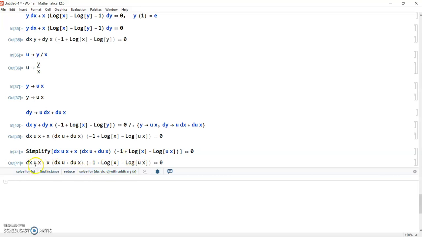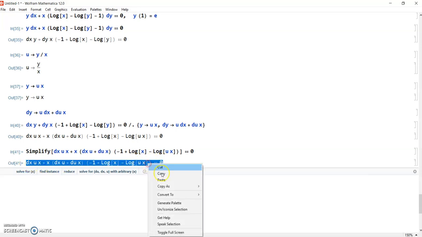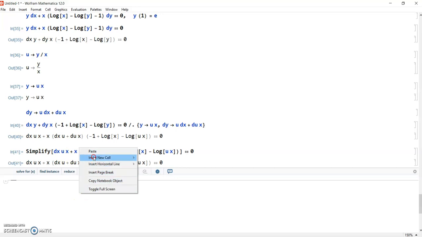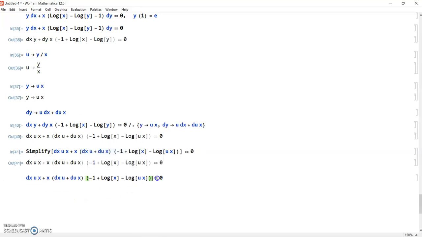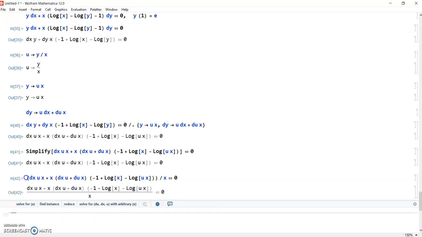Okay, so dx into u x into x, and I can see that x is common in each term. So I can eliminate this x by division from both sides. So I can divide by x from both sides. Take a bracket here and then take a bracket here, and on the right hand side, here I can see that it did not simplify, so I need to simplify it as well.